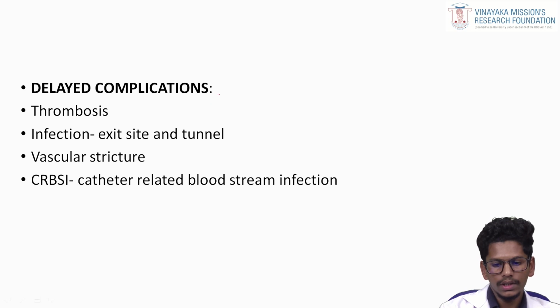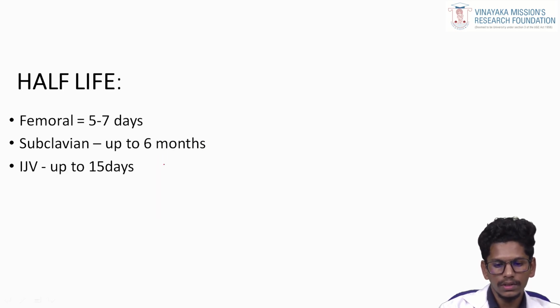And finally, delayed complications. Delayed complications are thrombosis, infection, exit site infection, vascular stricture, and CRBSI, which is catheter-related bloodstream infection. What are the lifespans for each catheter? For femoral it's about 5 to 7 days, subclavian up to 6 months, and IJV up to 15 days.